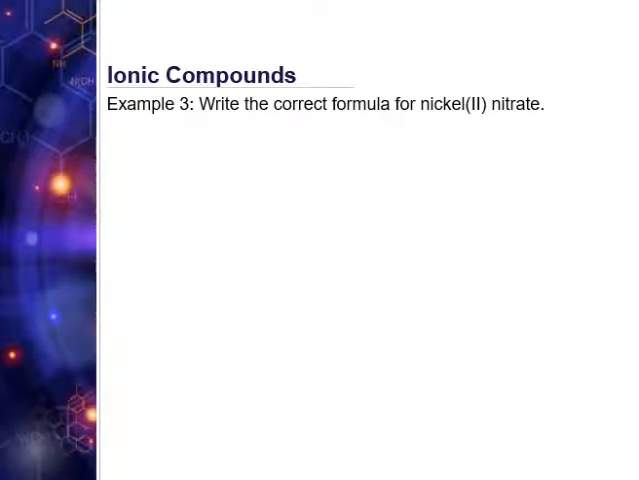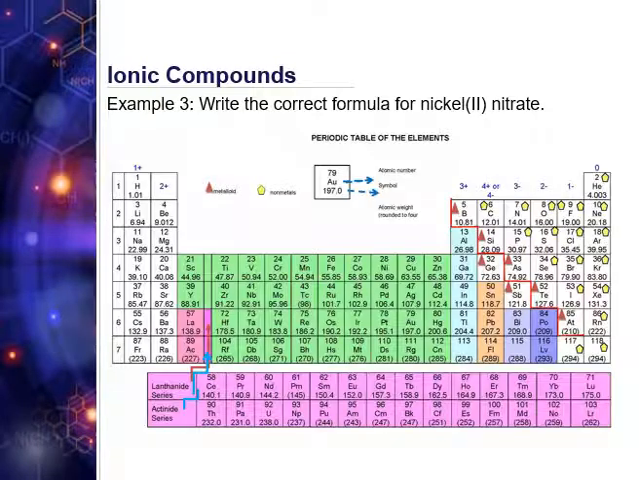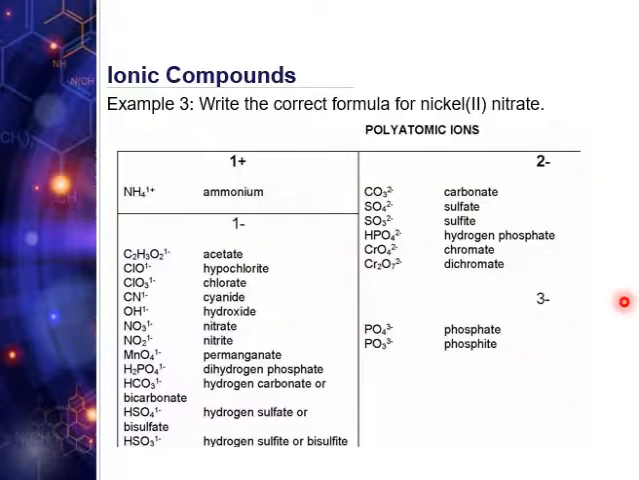Example 3. Write the correct formula for nickel(II) nitrate. Nickel is a transition metal. It will be +2 in this particular compound. Nitrate is a polyatomic ion. Nitrate is NO3 -1.